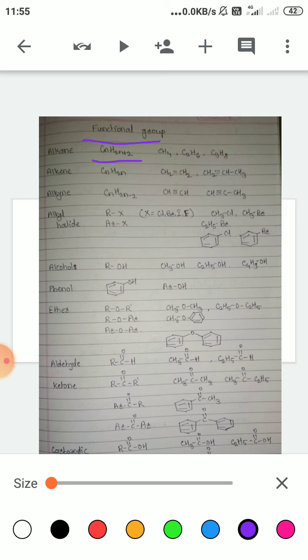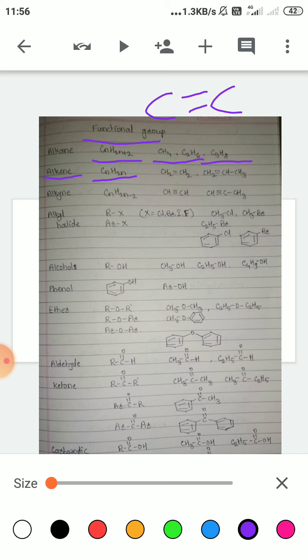Now alkane is itself one type of functional group, and we have seen examples: methane, ethane, propane, butane, pentane, hexane, heptane, octane, nonane, decane, undecane, dodecane, tridecane, tetradecane, pentadecane, hexadecane, heptadecane, octadecane, nonadecane, and eicosane. Next one is alkene. The formula for alkene is CnH2n, and alkenes are hydrocarbons containing at least one carbon-carbon double bond.